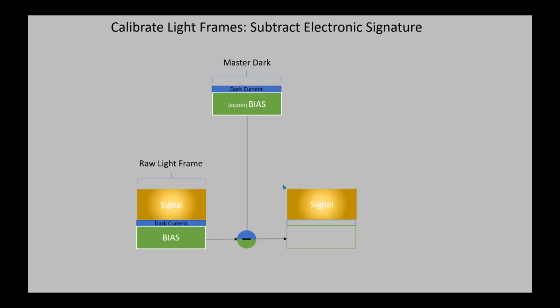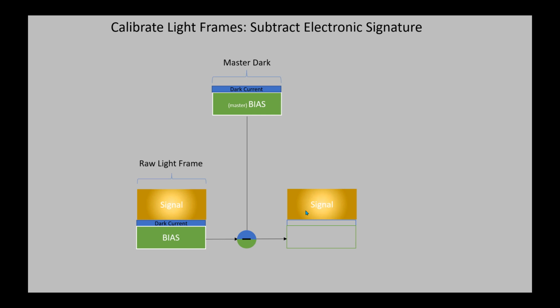And this is what you would expect. If we have a master dark, we're going to take that matching master dark. It has the same exposure time. It'll have the same configuration in terms of binning. It'll have the same temperature. Everything will be the same. So that means that the bias level and the dark current will be the same. We subtract that from our raw light frame, and we end up with just the signal.